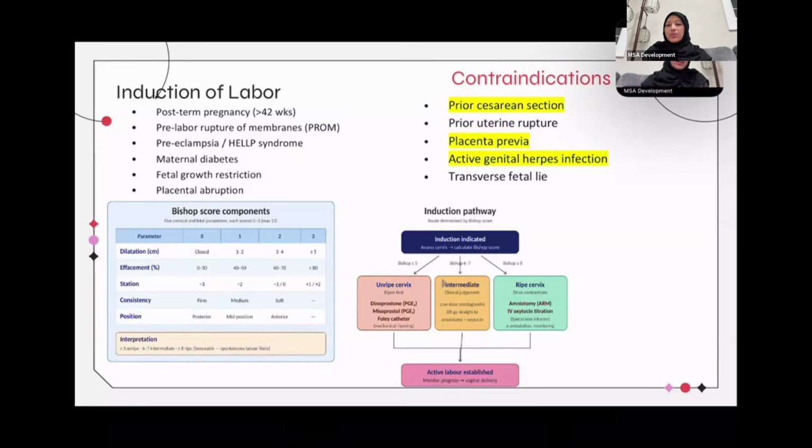If it's around six, seven, eight, you can again do prostaglandins. Anything less than six, try to increase readiness by ripening the cervix with prostaglandins. If it's more than six, more likely more than eight, you can go straight to IV oxytocin, because the receptors are high. You can start giving that, or you can do an amniotomy, which is rupturing of the membranes, because it's already ready for labor. Then active labor is established.